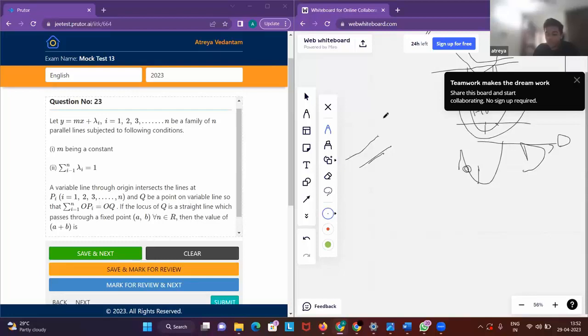So now, if we sum all the OPi, clearly square root of 1 plus n squared by n minus m is a constant. So we get the sum of lambda i, but that is given to be 1. So OQ is therefore always equal to square root of 1 plus n squared by n minus m, where n is the variable slope.